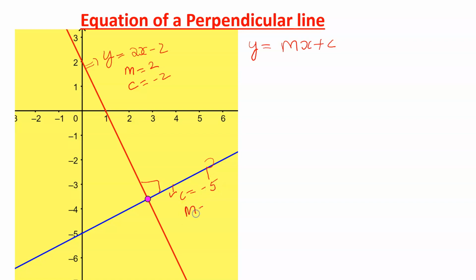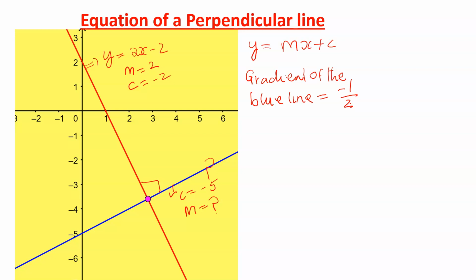And m is question mark. The question is, can we find the m? Well, because we know that perpendicular lines, one is the negative reciprocal of the other one, I can say the gradient of the blue line, which I'm trying to find, equals minus 1 over 2.